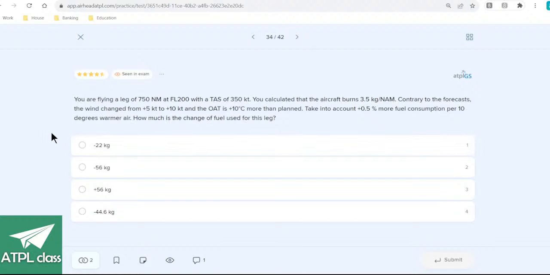You're flying a leg of 750 nautical miles with a TAS of this. You calculate that the aircraft burns this. Contrary to the forecast, the wind has changed from this to this, and this is this. How much is the change of fuel used for this leg? Okay. I'm gonna have to work out using the CRP5 TAS of, what am I doing with this TAS on the CRP5 here? I know there's something, sounds familiar.